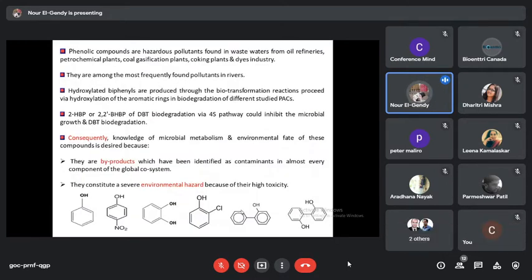Another problem is the phenolic compounds, which are very hazardous pollutants because their water solubility is higher than that of the aromatics and polyaromatic compounds in general. Moreover, they occur in the environment through the natural photooxidation or photodegradation and biodegradation of the available petroleum hydrocarbons in general, especially the aromatic compounds. So we should have our own isolates which are capable of degrading these toxic compounds also.